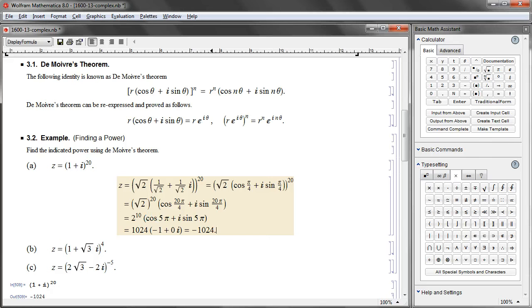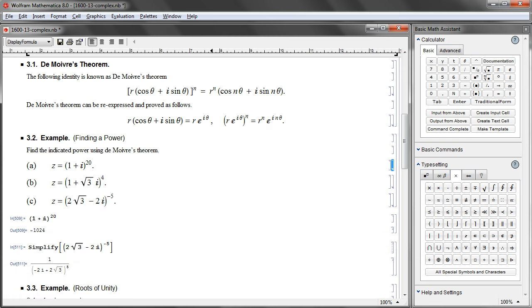So what do you get? We have 1024 times negative 1 plus 0i, we get negative 1024. That was simple. Let's consider a little bit harder case. We have to do the same thing: express the inside in polar form and apply De Moivre's theorem.